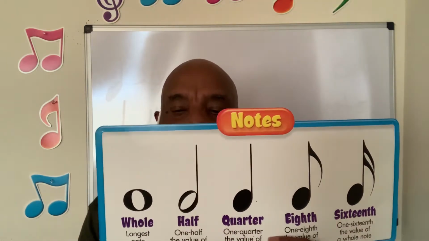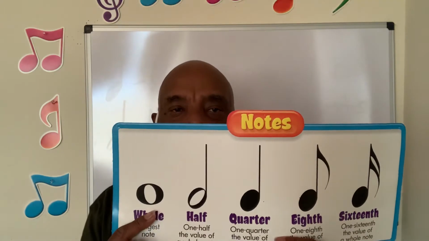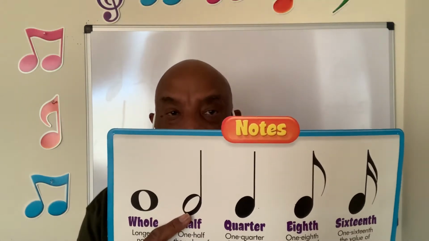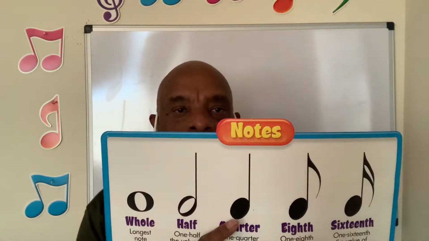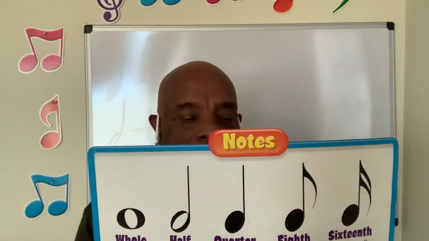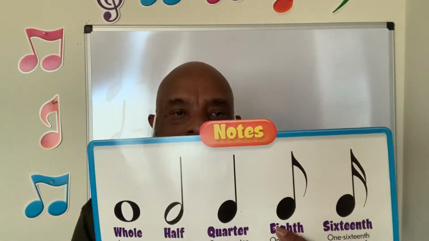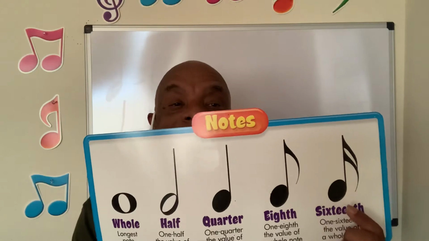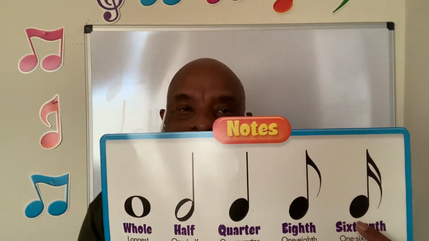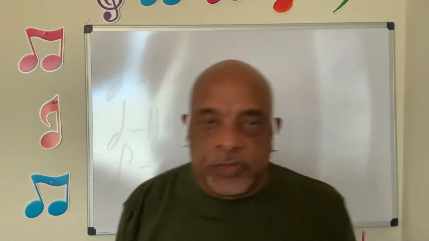One more time. The whole note gets 4 beats, the half note gets 2 beats, the quarter note gets 1 beat, the eighth note gets a half beat, and the 16th note gets 1/16 beat. That's what we talked about last week. Dealing with the 16th note, we'll get to that when we get into rhythms, and I'll show you how it really works.